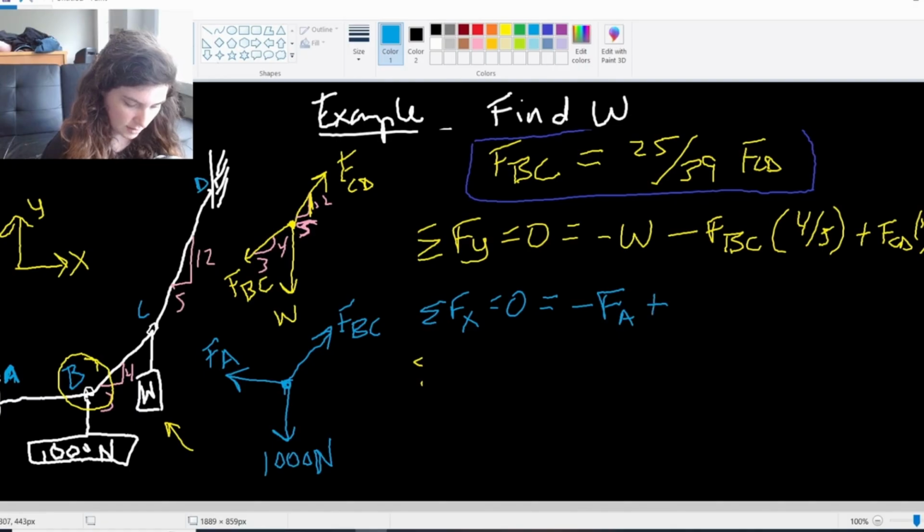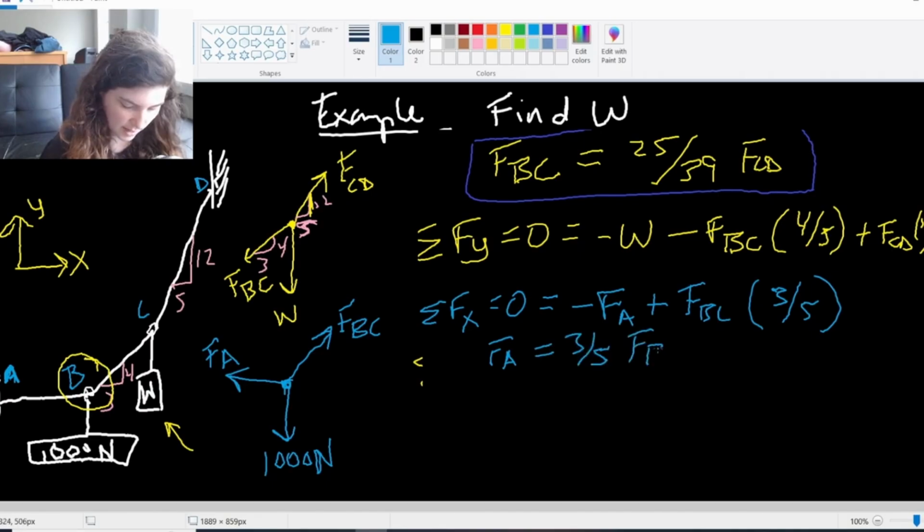Plus FBC, just the x component of FBC in the positive x direction, which FBC is related by the 3, 4, 5 triangle. So it's going to be times 3/5. Right, so I could rewrite that as FA equals 3/5 FBC.